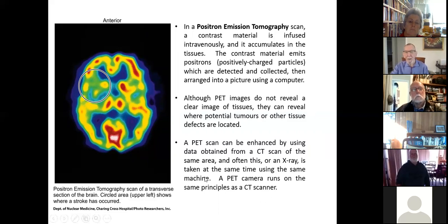The PET scanner runs on the same principles as the CT scanner. So you have emitters and receivers on opposite sides of the scanner that are used then in a computer to produce these images. And they're pretty damn fine, quite amazing.